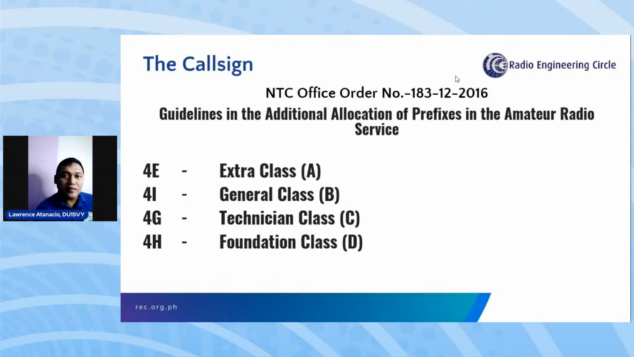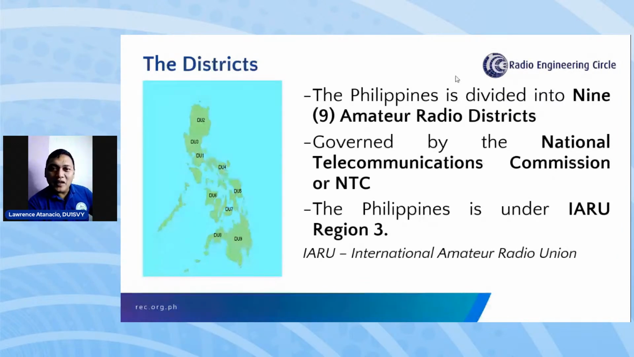So next slide. The Philippines is divided into 9 amateur radio districts, governed by the National Telecommunications Commission or the NTC, and the Philippines is under the International Amateur Radio Union Region 3. So sa Region 3 po ng IARU, Asia Pacific po ang kanyang buong sinasakop. Sakop po niya example, Japan, Indonesia, Malaysia. Yan po yung kasama natin sa Region 3 ng IARU. So si IARU po, yan po yung ating pinaka international organization.